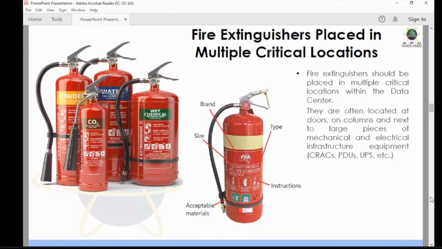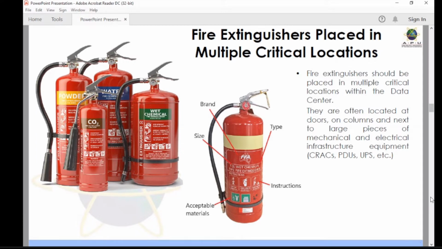Fire extinguishers are placed in multiple critical locations, and there are also fire extinguishers nowadays in Nepal. A trend has started in Nepal too. Every place now has got fire extinguishers. Okay, many places, not every place, many places now you can see fire extinguishers. But earlier this was not seen so much.